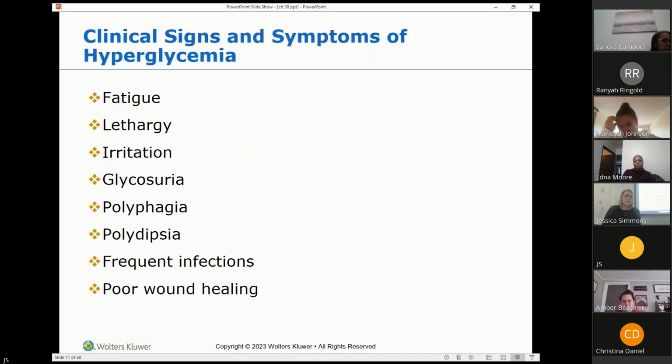Clinical signs and symptoms of hyperglycemia. I need you to know the signs and symptoms of hyper and hypoglycemia. Hyperglycemia includes fatigue, lethargy, irritation, glycosuria, which is glucose in the urine, polyphagia, polydipsia, frequent infections, and poor wound healing. This should also include polyuria. So the 3 Ps are clinical signs and symptoms of hyperglycemia: polyuria, polydipsia, polyphagia.